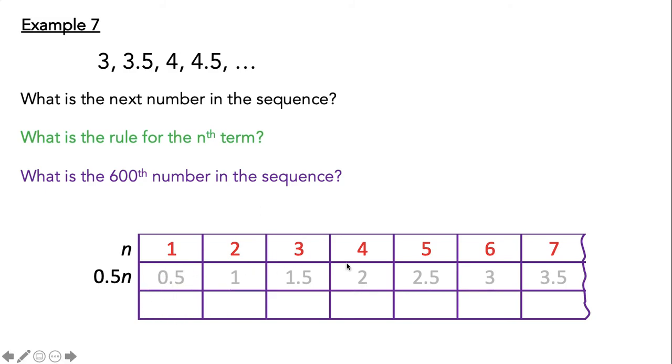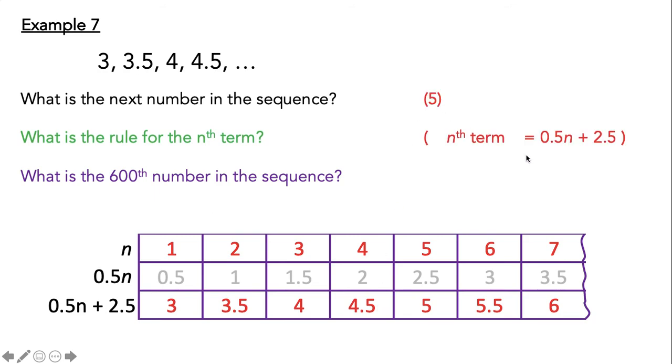So we need to add something to all of these in order for them to match all of these. We need to add 2.5. So if you add 2.5 to all of them, then you get the right sequence. So answering the question, the next number is 5. The rule for the nth term is that the nth term is 0.5n plus 2.5. And then the 600th number, just stick in 600 to the formula, comes out to be 302.5.